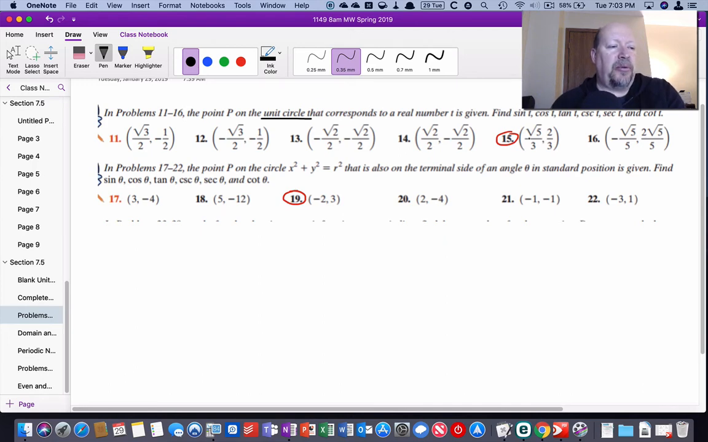And what they're telling us in number 15 is that these are the coordinates of a point that is on the unit circle. So right here, radical 5/3 and 2/3, that's obviously then the cosine and the sine of some particular angle. And so they want us to find all the trig function values for this particular angle whose point on the unit circle, on the terminal side of the angle, is these two coordinates. So again, since this is a point on the unit circle, this must be the cosine and this must be the sine.